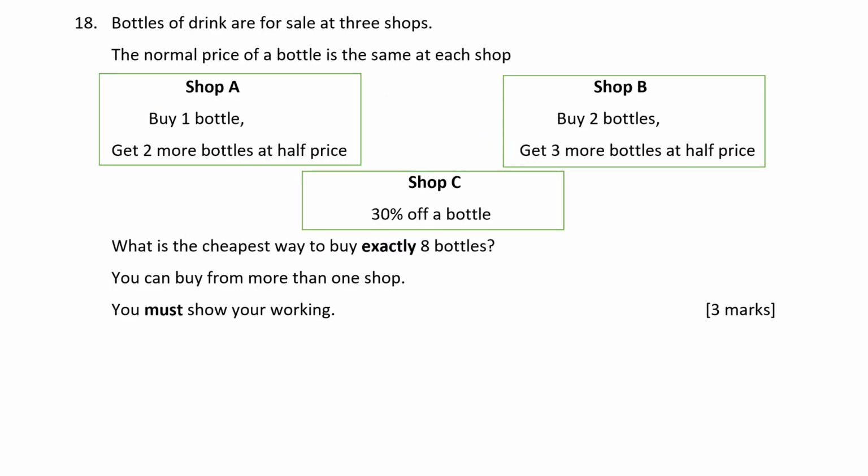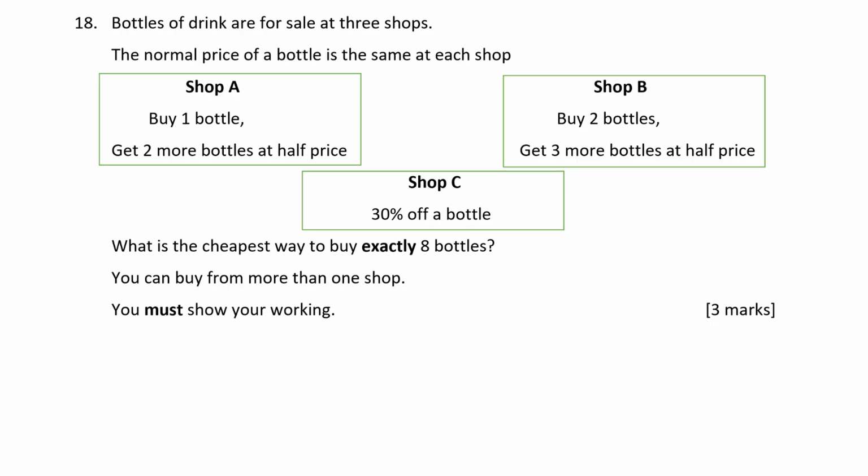Question 18. Bottles of drink are for sale at 3 shops. The normal price of a bottle is the same at each shop. In shop A, you buy 1 bottle and you get 2 more bottles at half price. For shop B, you buy 2 bottles, you get 3 more bottles at half price. And for shop C, you get 30% off a bottle. What is the cheapest way of buying exactly 8 bottles? You can buy from more than one shop. You must show your working.